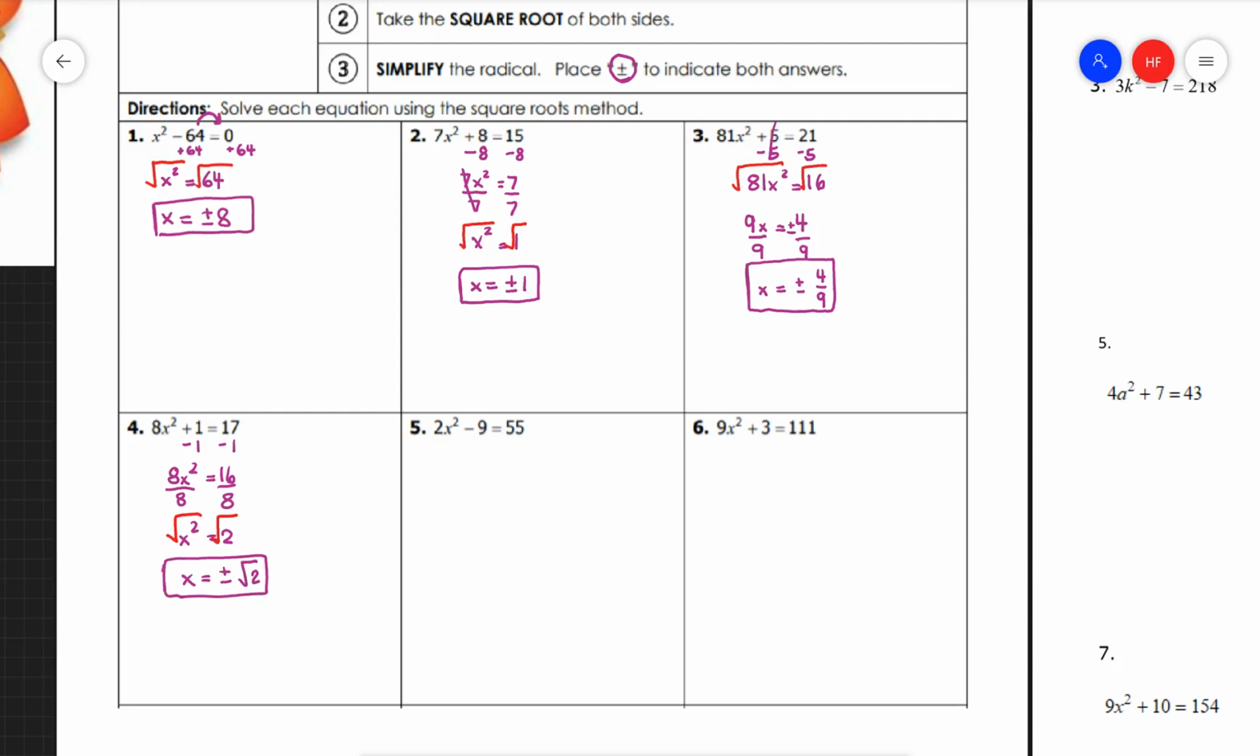So it won't always be a perfect square root. We see that we got a fraction, and we also see that we got the square root of 2. So just be aware that it won't always be a perfect clean number.